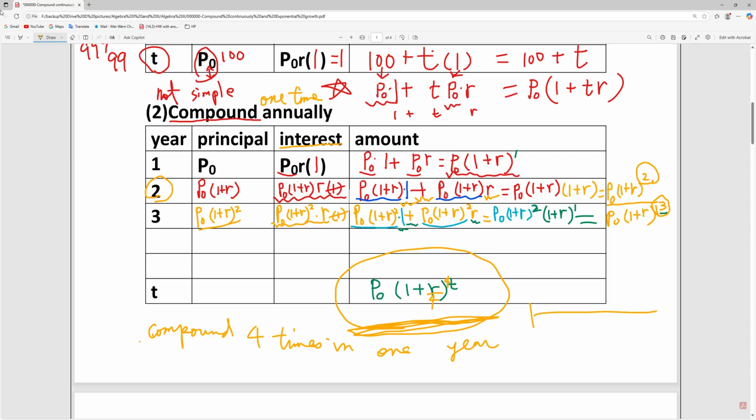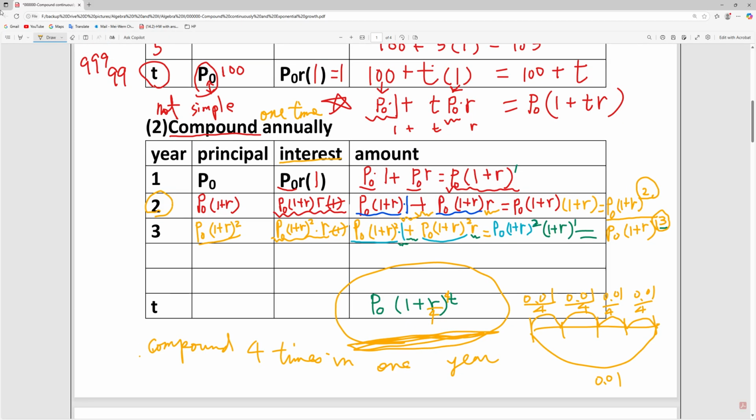So in 1 year, I give you interest rate 0.01. And if you want to compound 4 times, every time I give 0.01 divided by 4. It's fair, right? Okay, so then you have the formula. You divide by the number of times you want to compound in 1 year, and then you times 4.